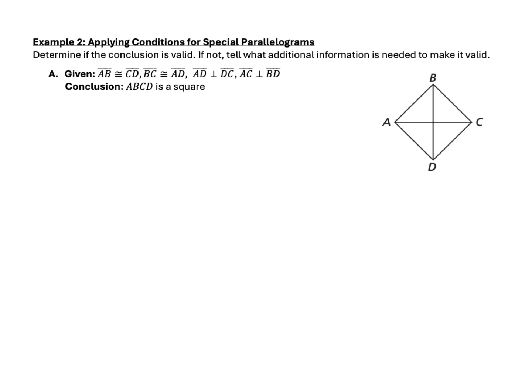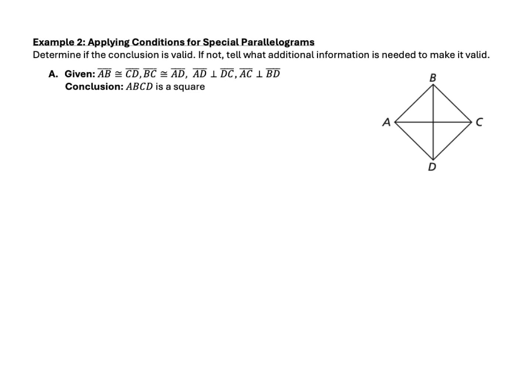In example 2, we're going to apply the conditions for rectangles and rhombuses to kind of write a proof. We're not going to do a formal proof here, but we're just going to try to decide if the conclusion is valid. If it's not valid, we'll tell what additional information is needed to make it valid. So the first thing we need to do is read the given and mark the givens in our picture, and then see if that's enough information to make the conclusion here valid.